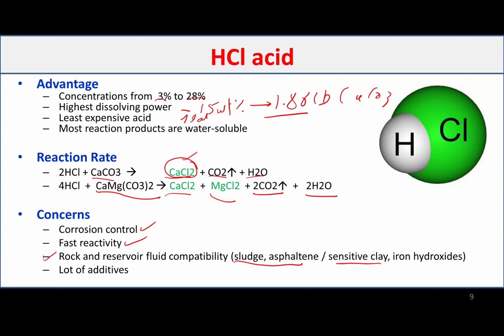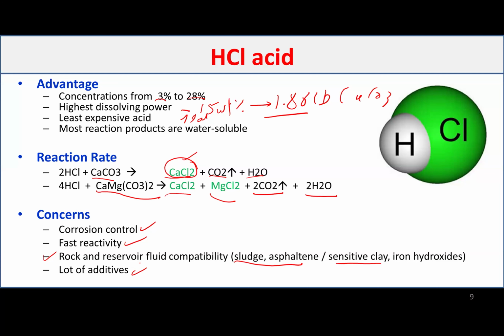So really, before the selection of HCl, you have to be sure that all the rock that you have downhole and all the oil that you're having can be compatible with HCl. And if it's not compatible with HCl, that is the fourth one: we need to add some additives to make it compatible. For sludge, we need to put an anti-sludge agent. For clay, we need to put a clay inhibitor. For iron, we need to put an iron control agent. So we need to put a lot of additives there to be sure of the compatibility between the HCl and the formation.